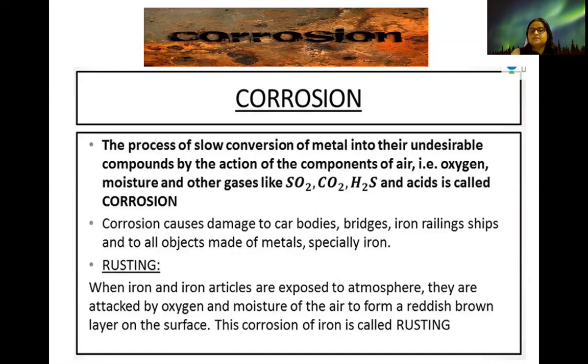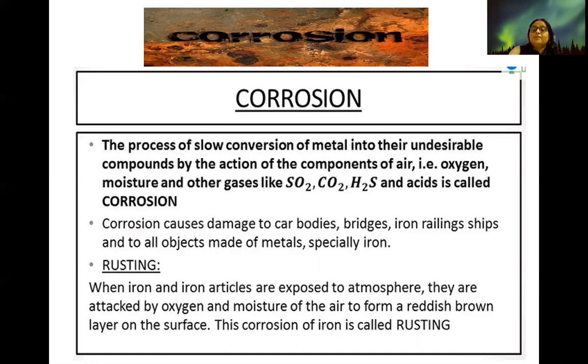So it is a layer which makes our metal weaker, and that compound is rust, the oxide one. This corrosion of iron, especially if you talk about iron, is called rusting. And in the case of other metals, the general word is corrosion.